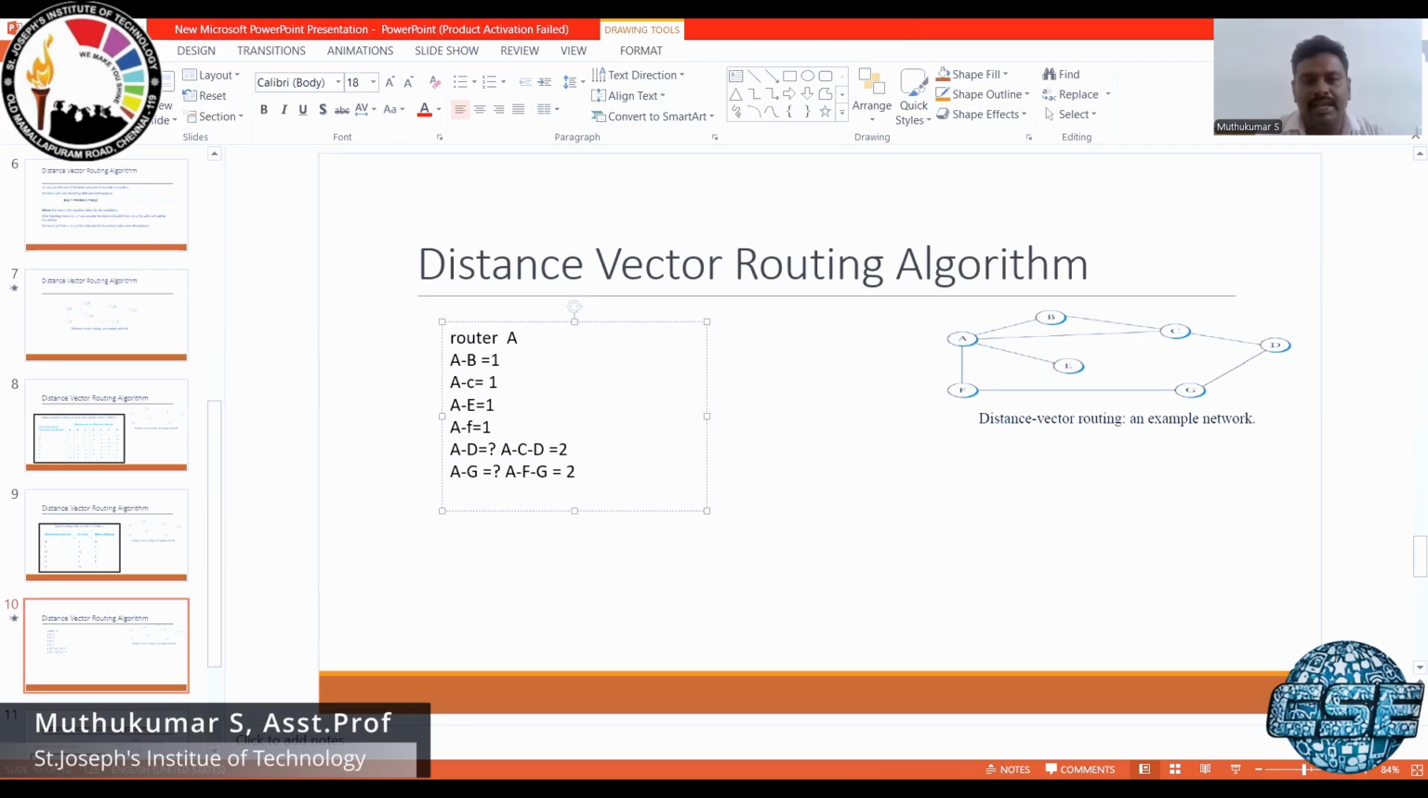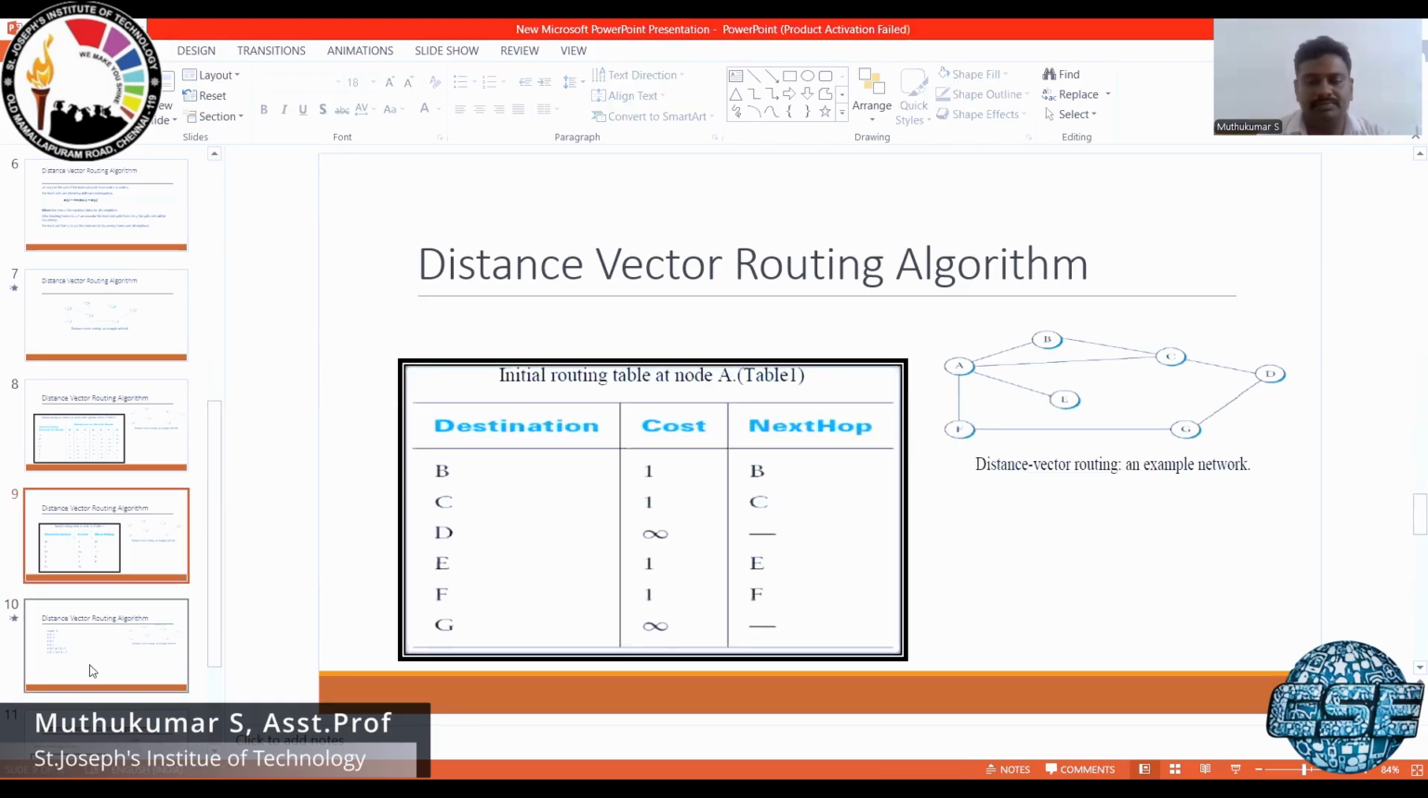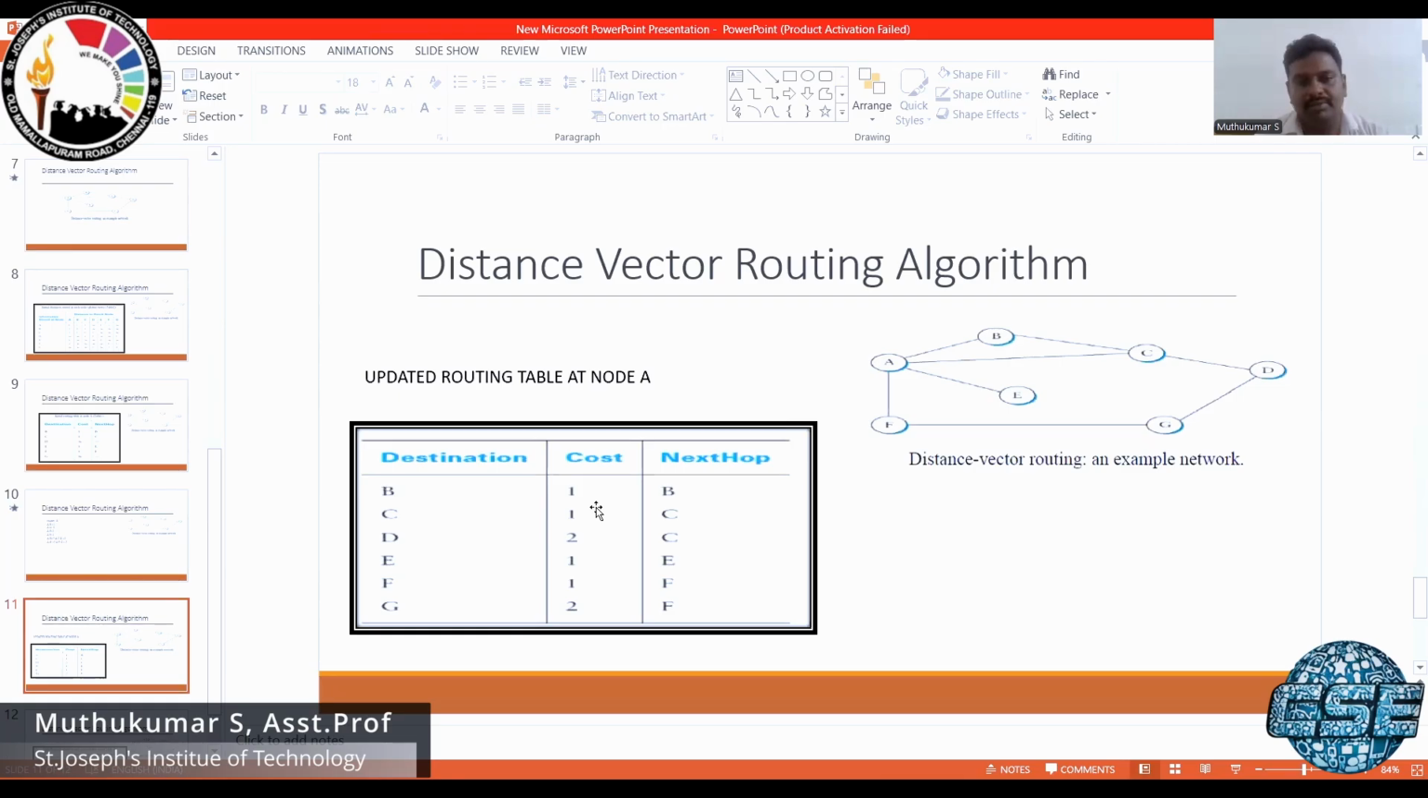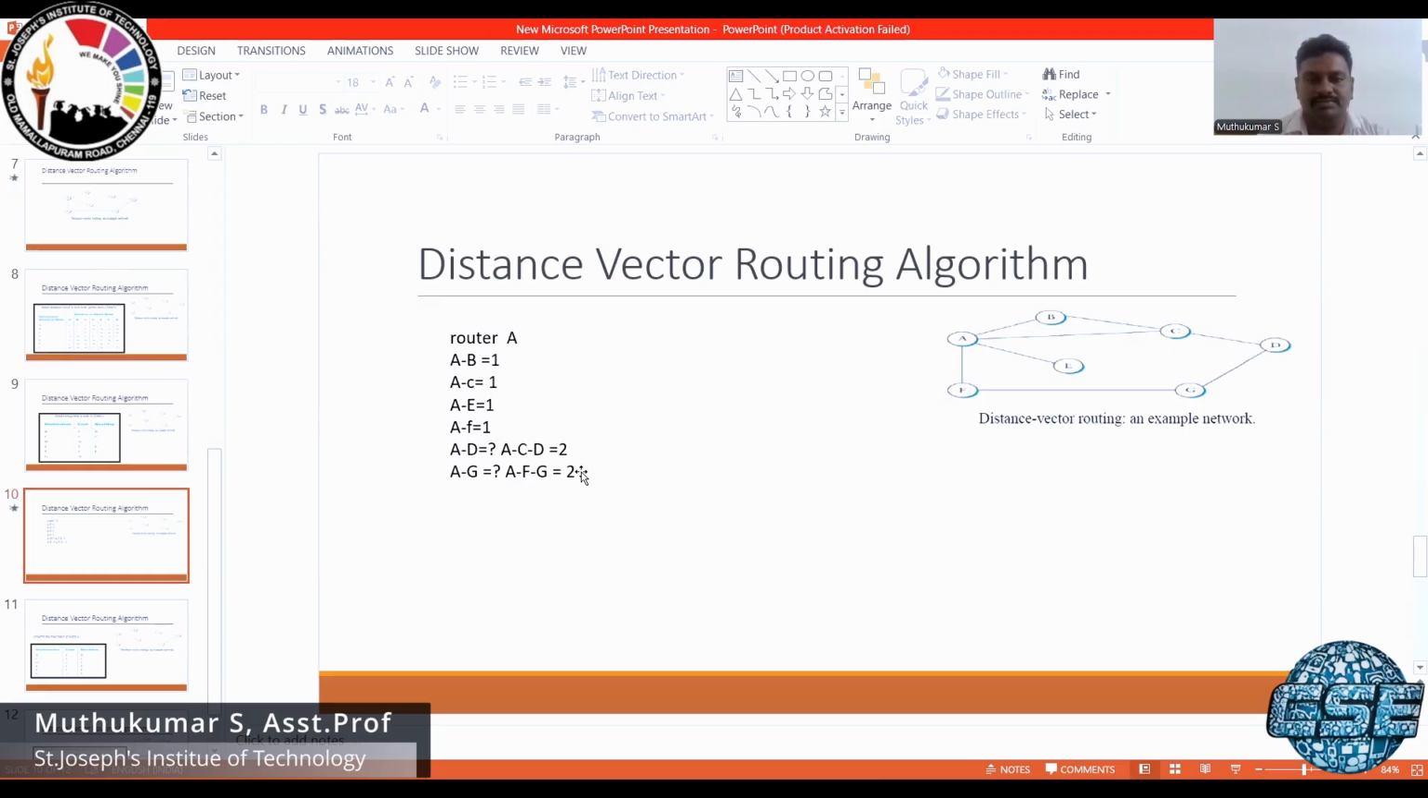So here the table for A is updated. Look at the updated table of A. A to B is 1, A to C is 1, A to D is 2. Note down here 2, we have already solved that. For A to G also 2. So we are reaching D through C, and we are reaching G through F. This is given.